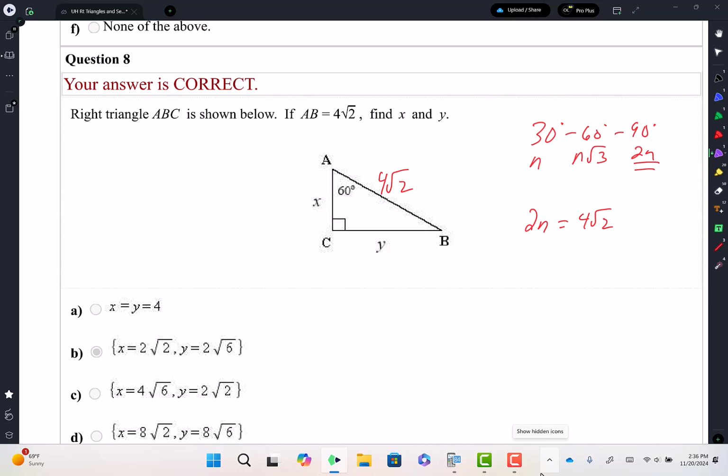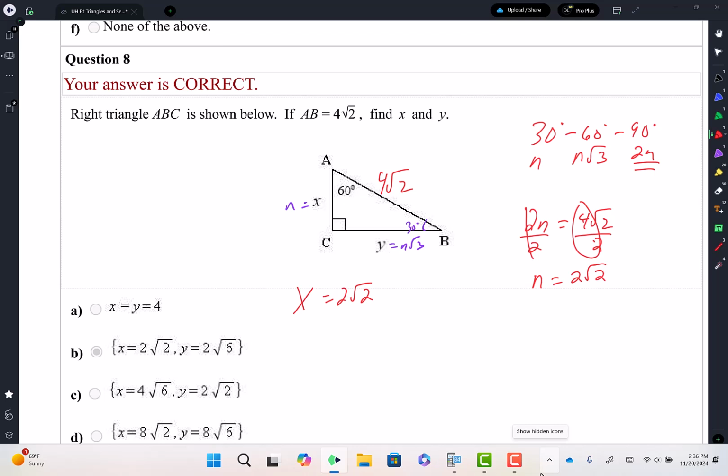The 60 degrees, this guy is n root 3, and the 30 degrees is your short leg, so this is n. So all I have to do to get n by itself is divide by 2. 4 divided by 2 is 2, so n equals 2 root 2. Do you guys see what I did? That n equals 2 root 2 is the same thing as x. So x is 2 root 2.